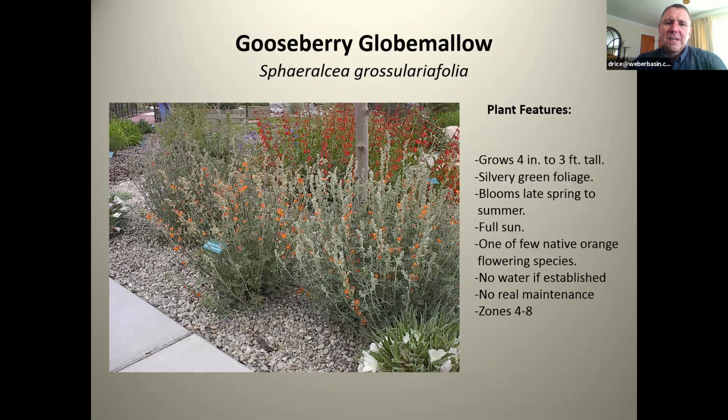Gooseberry globe mallow is another native plant. Funny enough, by accident I got my native plants all kind of grouped together here. You'll see a variety of these sometimes out along highways, just a nice little orange flower with gray-green foliage. That's not a look that everybody loves, but this is a true orange native perennial, and the coloring on it is just great. They're easy to grow. It blooms late spring into early summer, full sun. One of the few native oranges like I talked about. No water after establishment is needed.